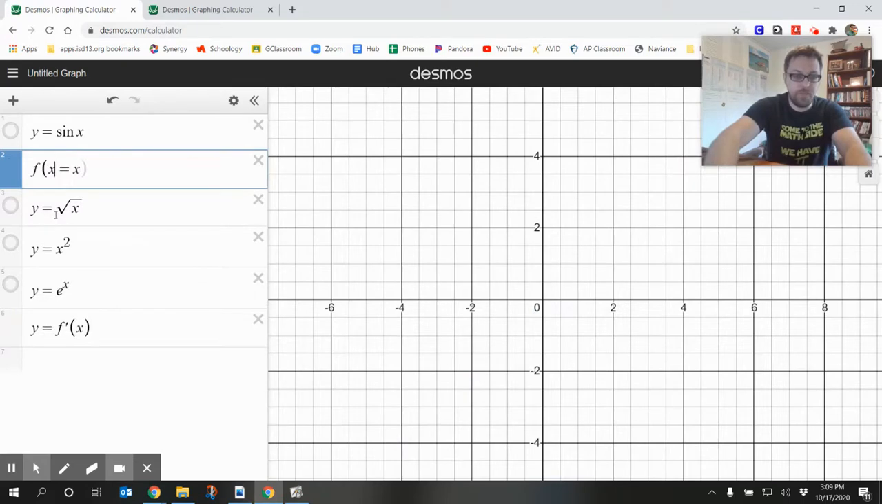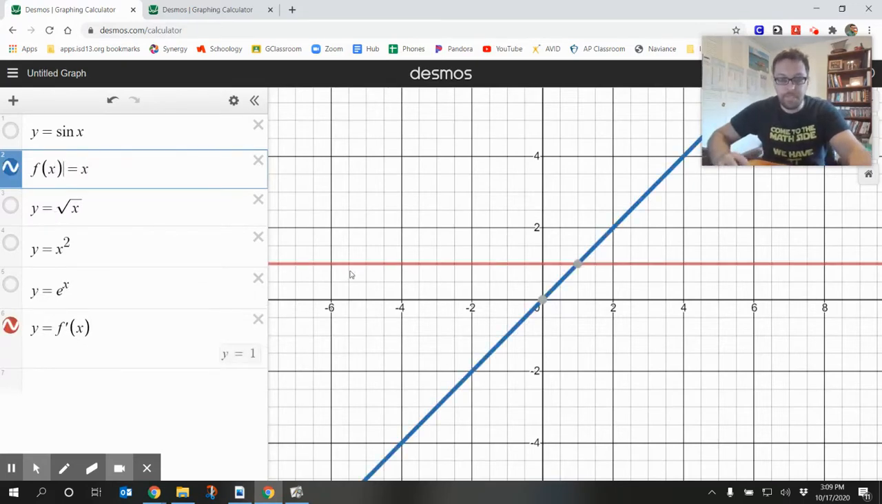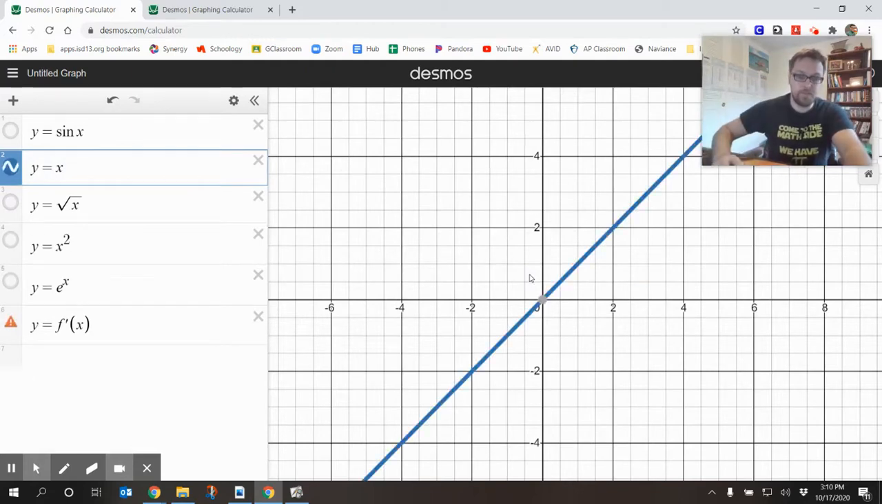If I change this to f of x, yep, it's just a boring horizontal line all the time. I've set this up so it just does the derivative for me. Your graphing calculator can do this too, by the way. So, boring. Nah, it doesn't match up. Sorry.